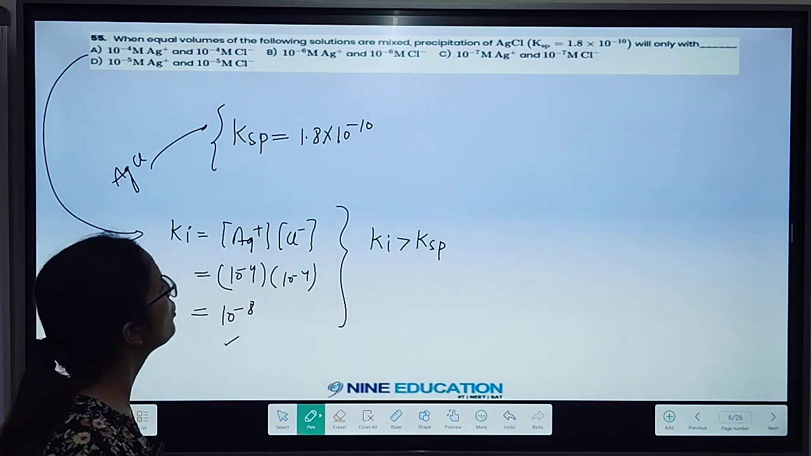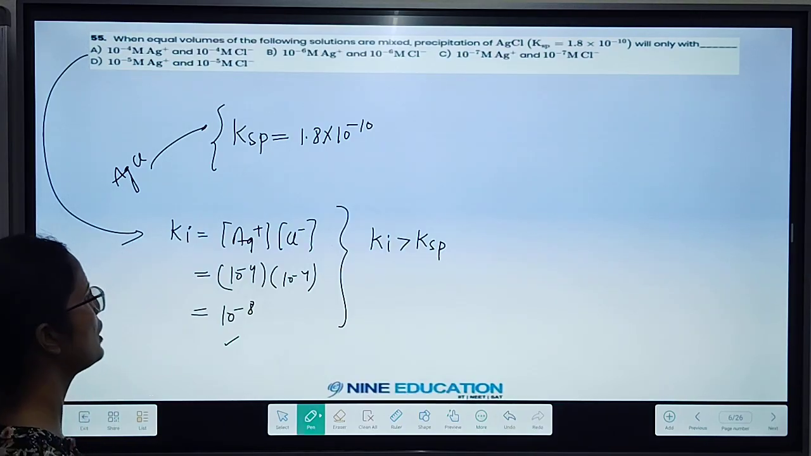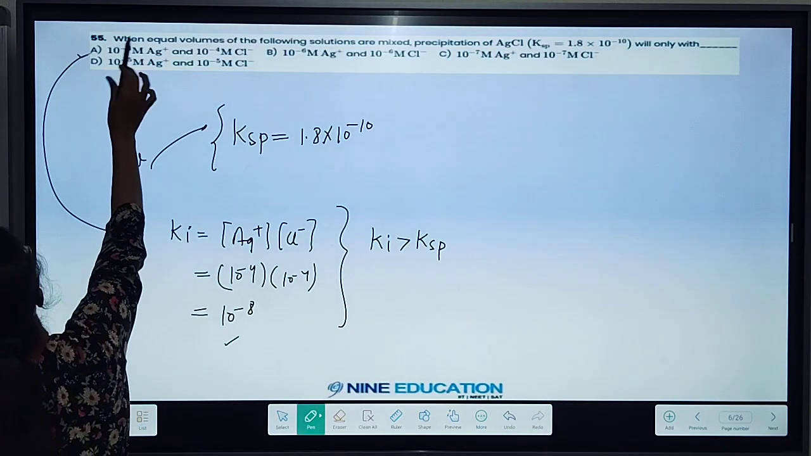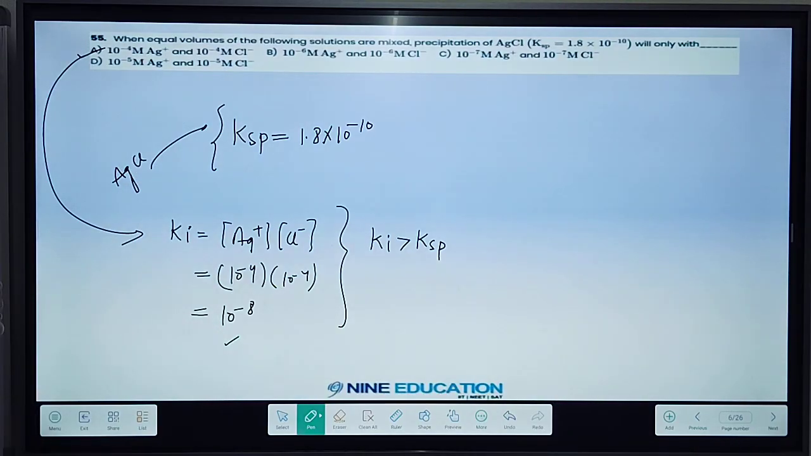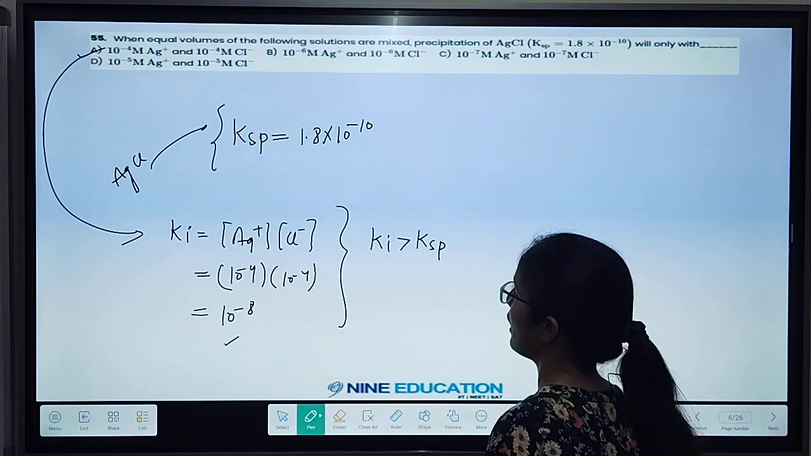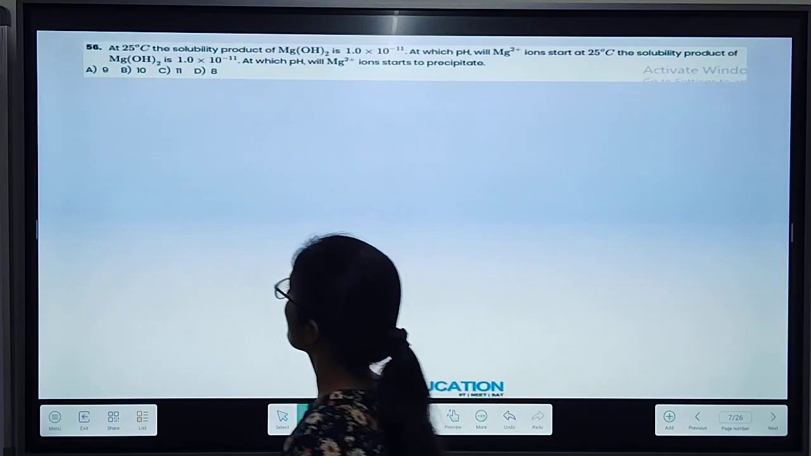On the other hand, if you look at the B option, in this case we'll be having 10 to the minus 12, and in the other cases also the ionic product will be lesser than Ksp. So clearly the correct option here will be option A only. So we just need to understand the precipitation conditions and how we relate them with Ksp. Yeah, the idea is clear.